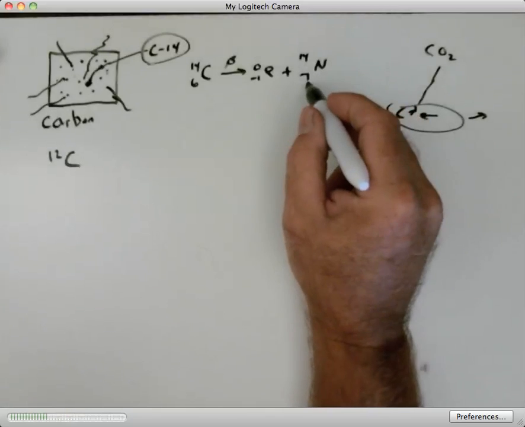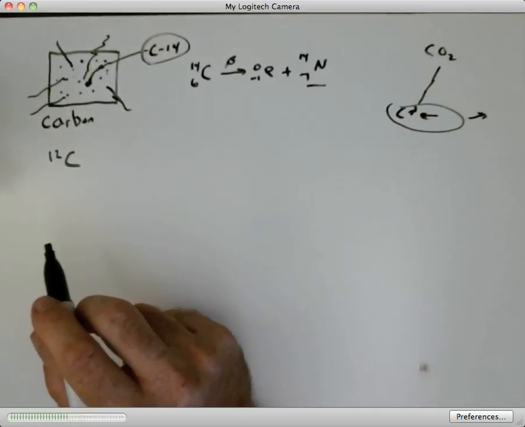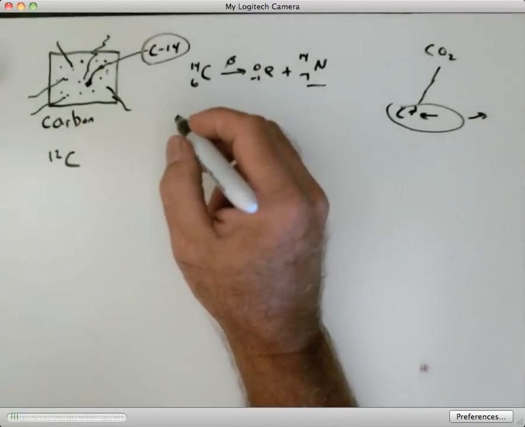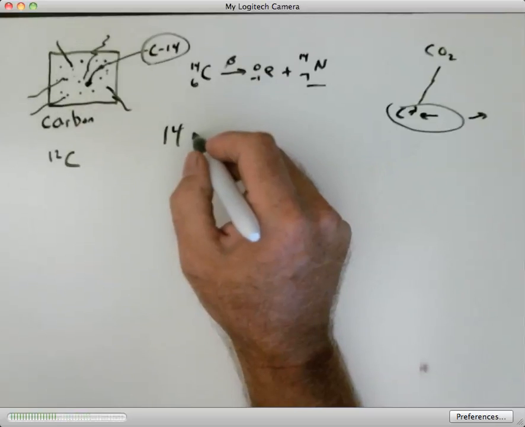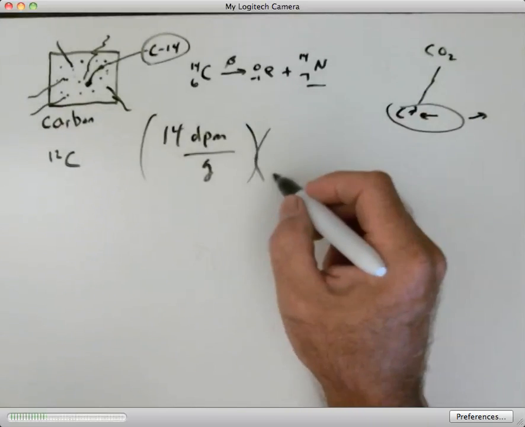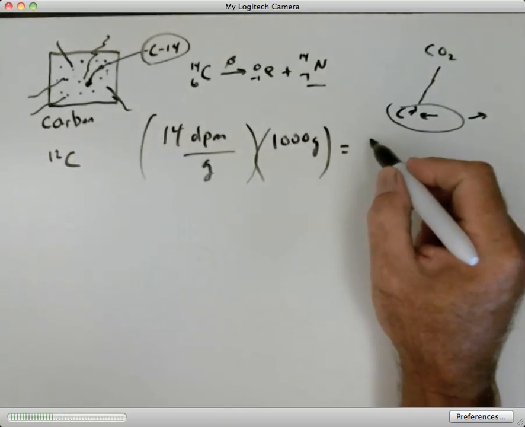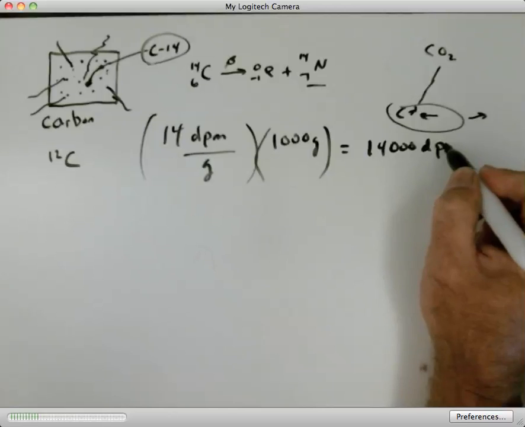As it disintegrates and becomes nitrogen, that carbon is now not carbon anymore. Whatever it was in is now destroyed, and our body recycles and puts new carbons in. So we have kind of an average amount of carbon-14 in us all the time. They've measured it over years and found that you get about 14 disintegrations per minute per gram of carbon. So if you had 1 kilogram or 1,000 grams of carbon, you should expect about 14,000 disintegrations per minute.